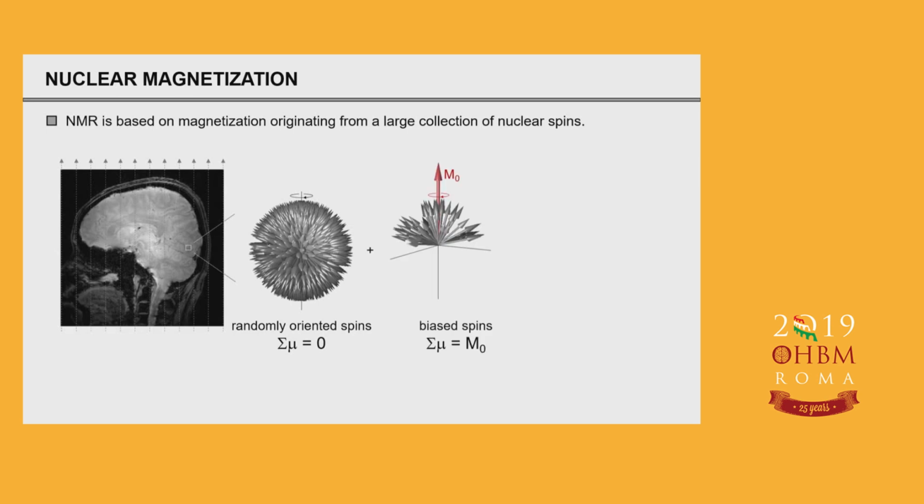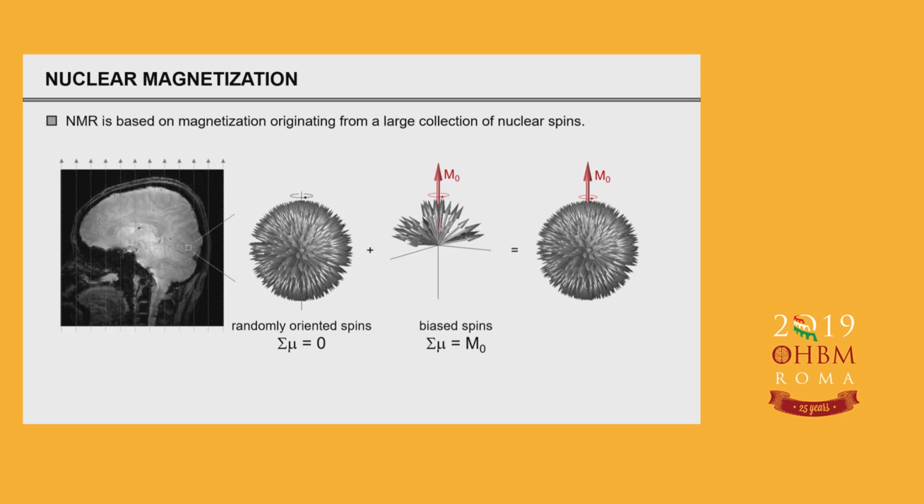Fortunately, there is a very small amount of spins that are biased by the external magnetic field. So they are biased to having a slightly more parallel orientation to the B0, and those are the spins on the right. And when you add those together, they again cancel in the XY plane, but they form a macroscopic magnetization vector along the Z-axis. And that is ultimately the signal that you detect.